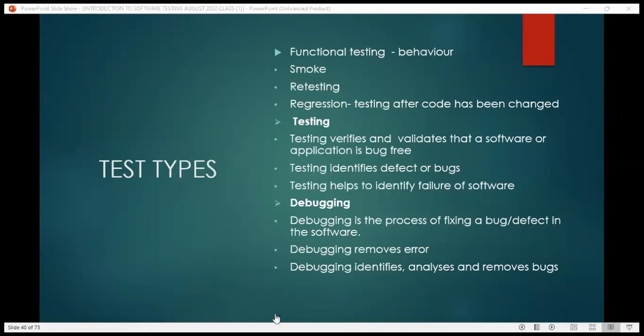Then I'm going to add another two words to these two. So I'm going back to the slide. These two words will be retesting and regression. So take those two brothers again, retesting and regression. I've explained retesting. Now, regression is testing after the code has been changed.